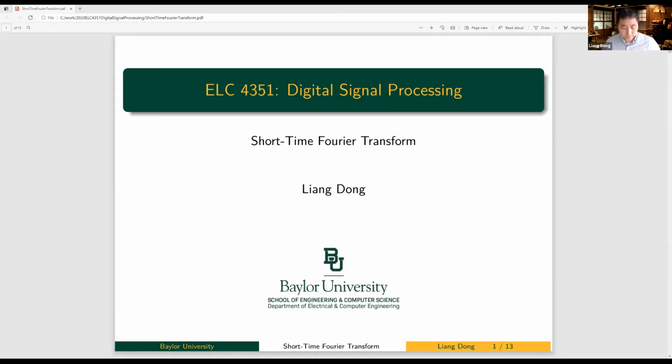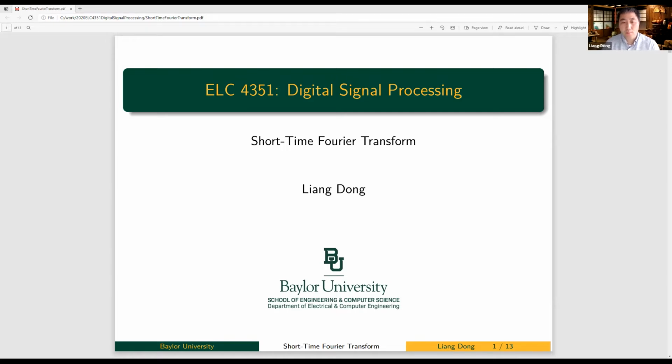Today we are going to continue with an advanced technique in digital signal processing called the short-time Fourier transform. I'm not going into too much detail, and I need to say beforehand that I will not cover everything of the short-time Fourier transform in the final exam. But I think this is a very important concept and a very important technique in signal processing.